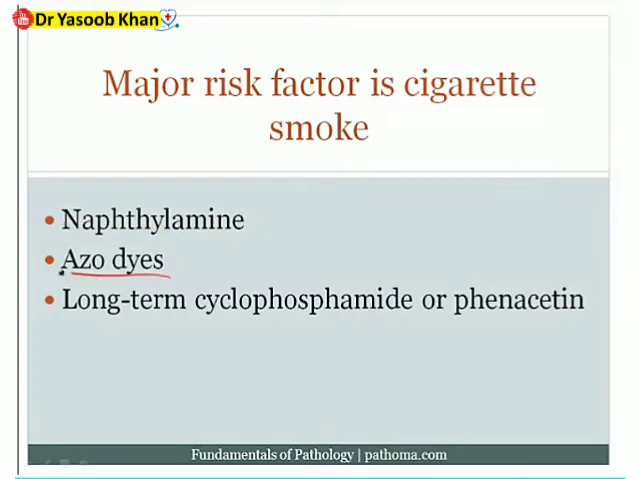Azo dyes are an important risk factor. These are used for coloring. For example, there was a study which showed that there was an increased incidence of urothelial carcinoma in hairdressers in Los Angeles, and of course hairdressers were using dyes to color the hair of their clients. And so azo dyes increase the risk as well. And then finally, long-term cyclophosphamide can increase the risk for urothelial carcinoma, as can phenacetin. And so these are two important high-yield associations to be aware of as well.